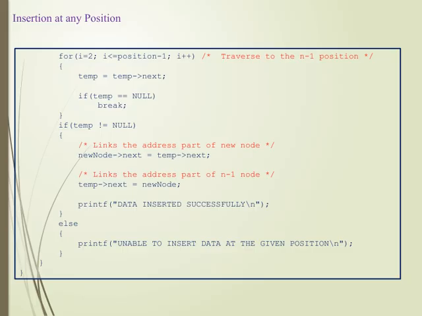Now, to insert the new node, we adjust pointers. First, we link the new node's next to temp's next, effectively placing it in the chain. Then, we update temp's next to point to the new node, completing the insertion.